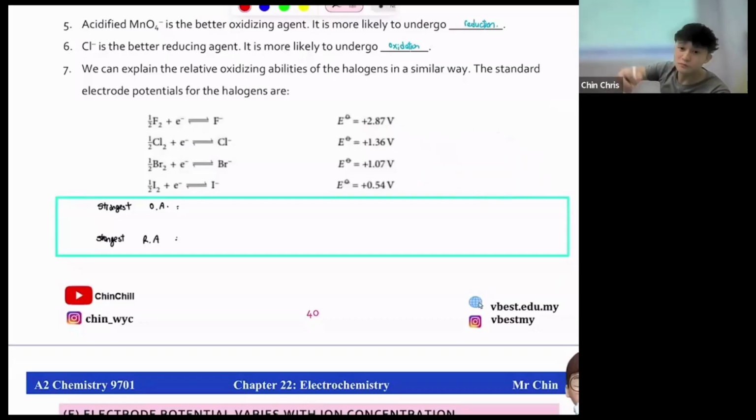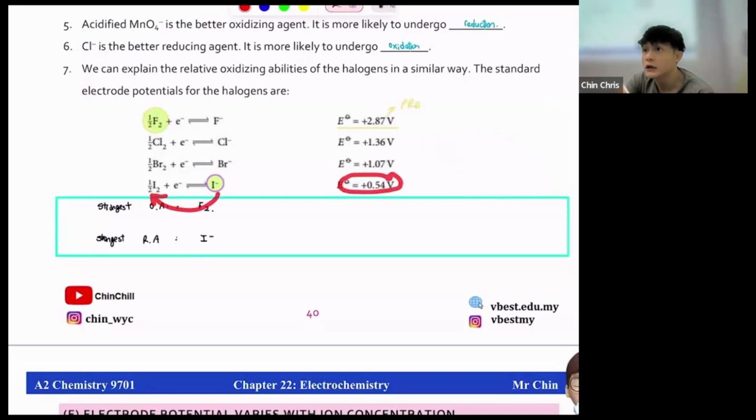Alright, guys, now your strongest oxidizing agent is F2, yeah? Why? Having the highest value for your E naught, which means it's the most positive, right? Strongest reducing agent, it's your I minus. Why? Because I minus is having the least positive value. So it's the least positive value, which means it undergoes oxidation, right?